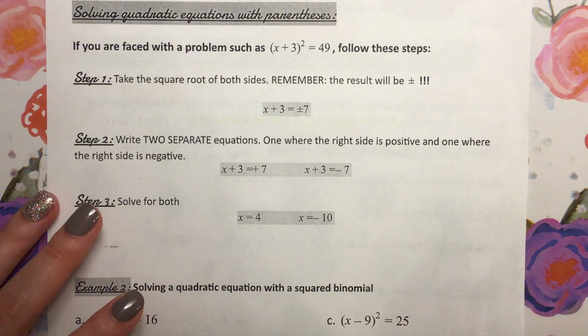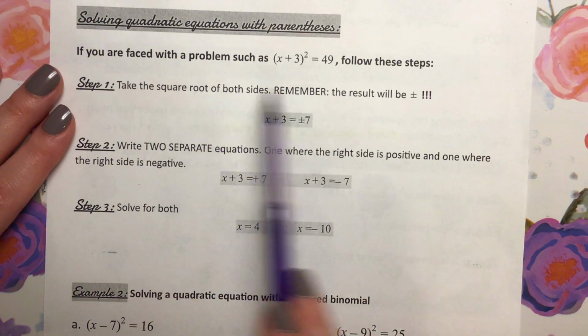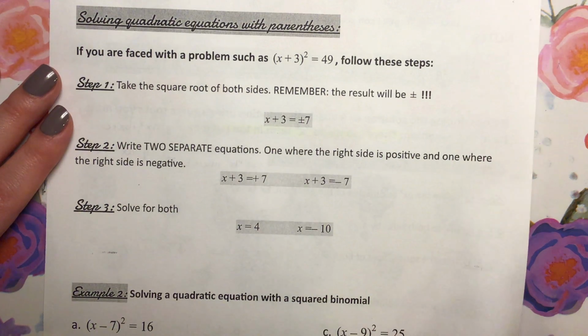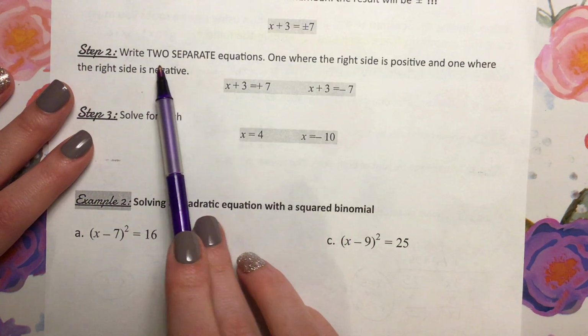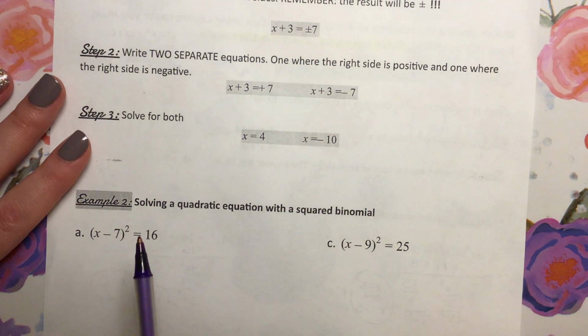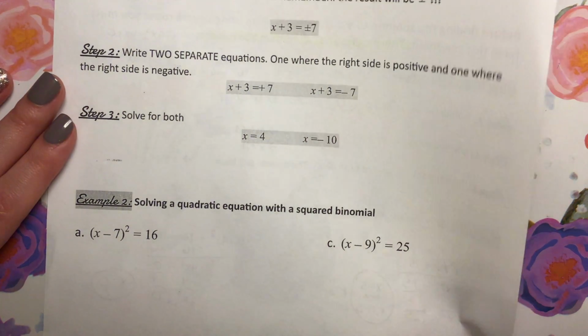Let's flip our page over, and we have the same type of concept, but it could be written slightly different. You might have a binomial squared, and remember, a binomial just has 2 terms in it. So if you're faced with a problem with a binomial squared, then follow these steps. You're still going to take the square root of both sides, and you're still going to have a plus or minus option. But then you're going to have 2 separate equations you have to solve, where one of the answers is positive and one is negative, and then you solve for both to get your 2 answers.